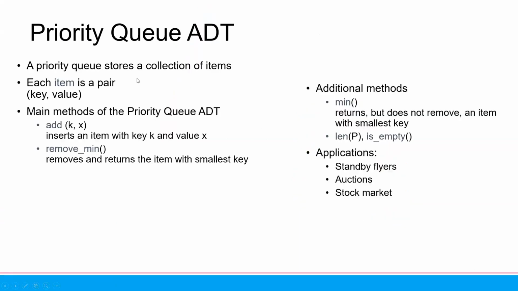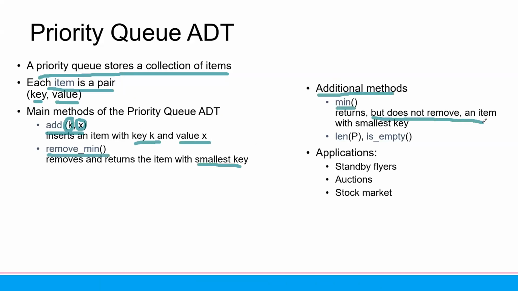Okay. We want to see a collection of items where the item is a pair of key and value. I have key, I have value, and I can add the key and value. Key k and x is the value, and I will remove min. It means I will remove the smallest key. There will be some additional methods. Let's say I want to see minimum. It means I will just return but not remove an item with the smallest key. And I want to know the length of the priority queue, and I want to check whether the queue is empty or not.